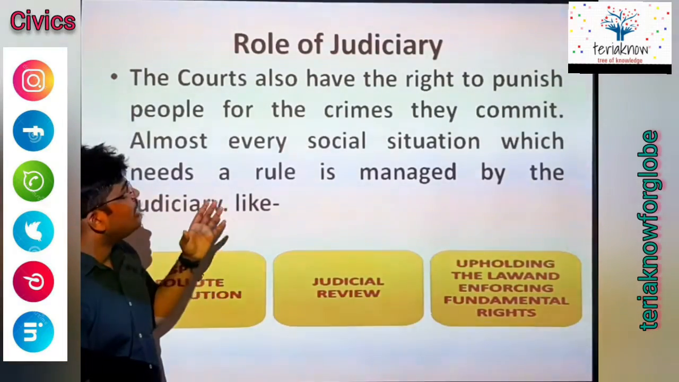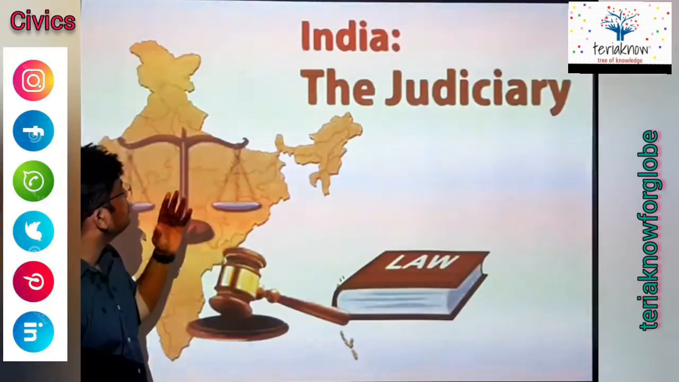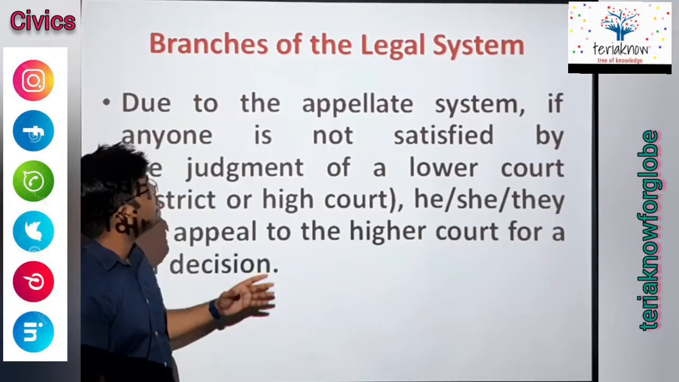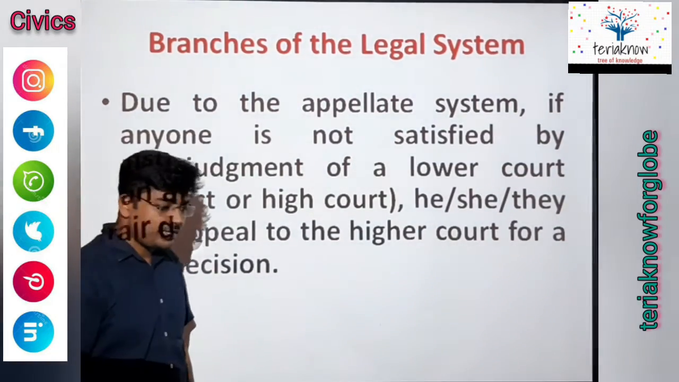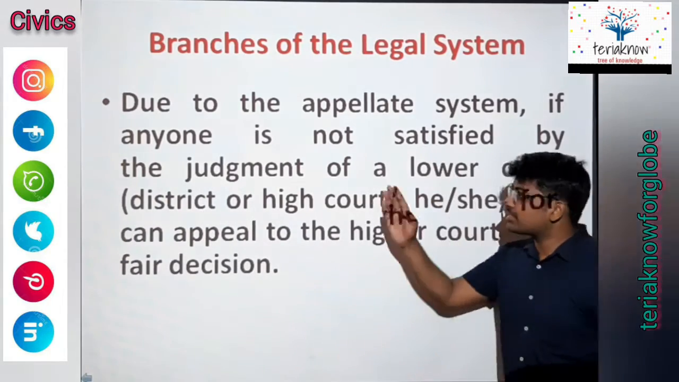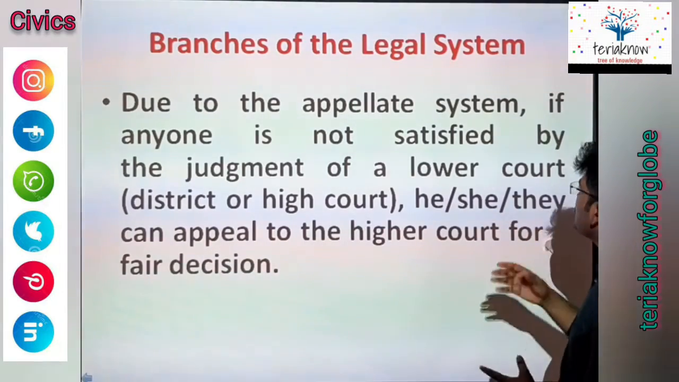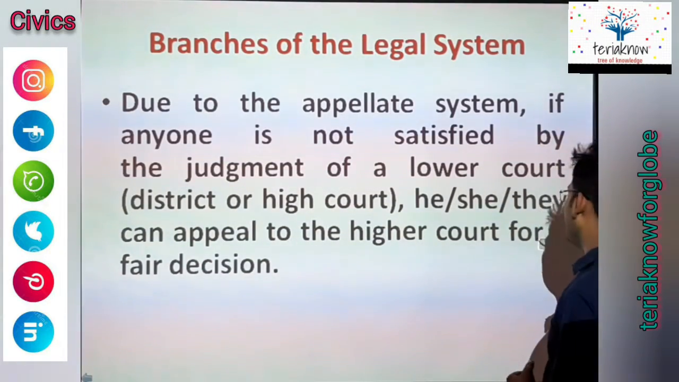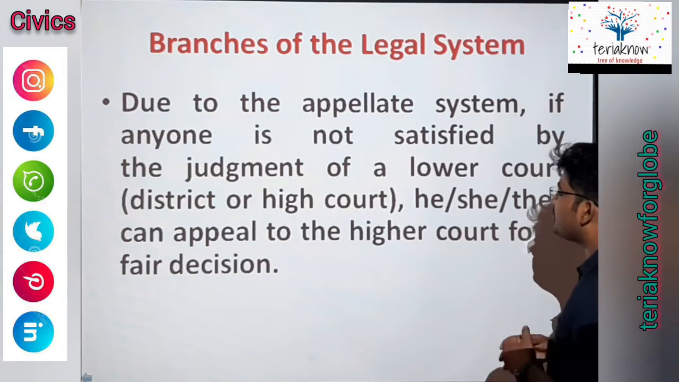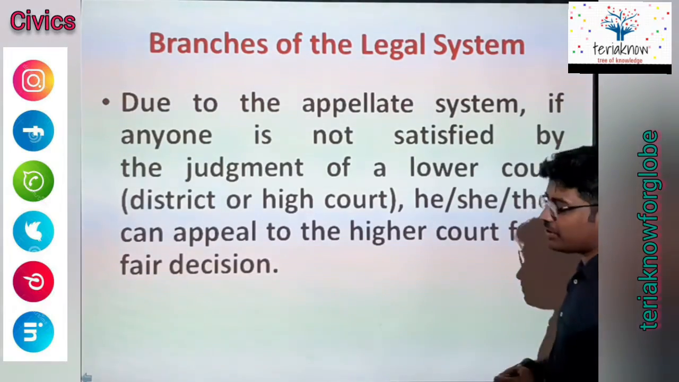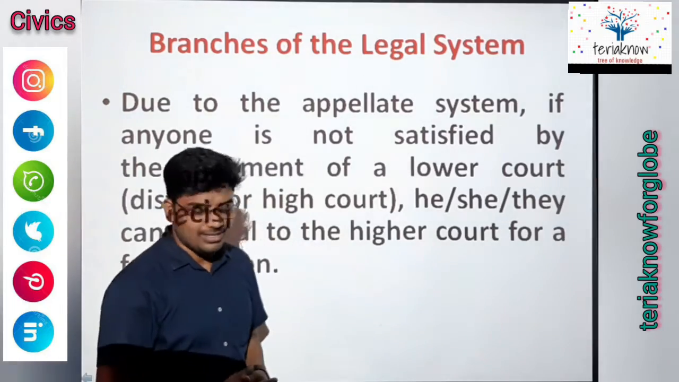Now there is another term that we studied: branches of the legal system. So we studied here the different steps, like the appellate system. If anyone is not satisfied by the judgment of the lower court, then you can go for the Supreme Court or higher court, because as you know, the Supreme Court is the apex court of the country. Understood?